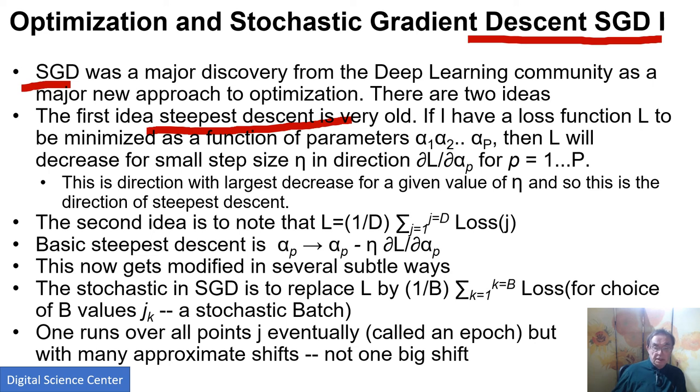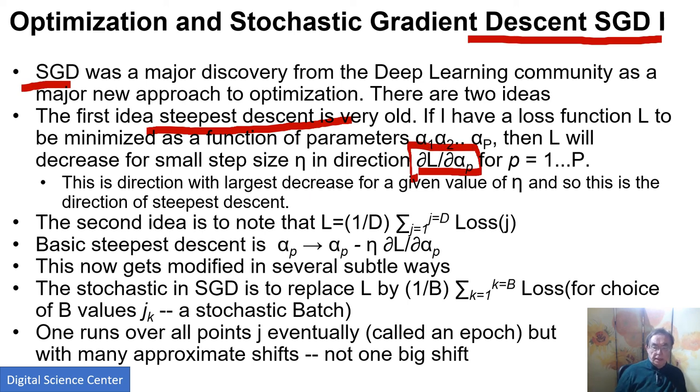rejuvenated steepest descent. The reason it's used in stochastic gradient descent is that if you have a function L, which is the loss function, and you look at the gradient of that, dL/dα_p, where α_p are the variables it depends on, then L will decrease the most if you go in this direction. It's the direction of maximum slope.